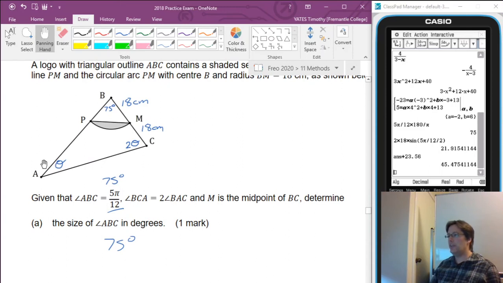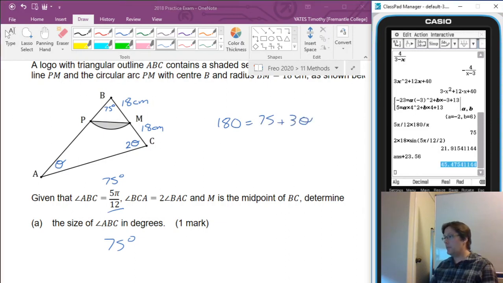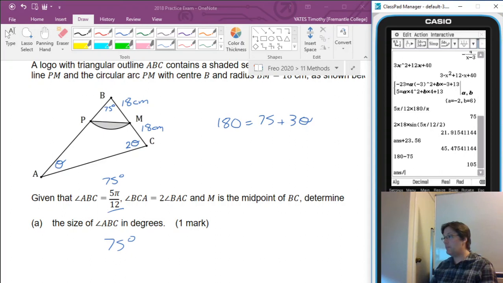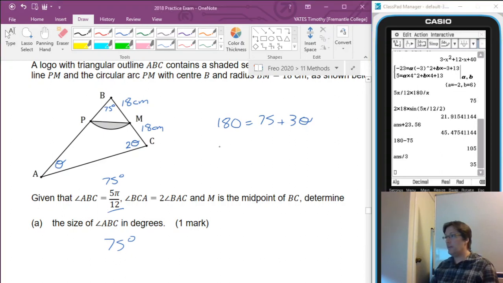Do we know these angles? Well, yeah, we do. It's going to be 180 equals 75 plus 3 theta. So 180, take 75, divided by 3, 35 degrees. So this is 35 degrees, this is 70 degrees. Easy peasy. So we know that.